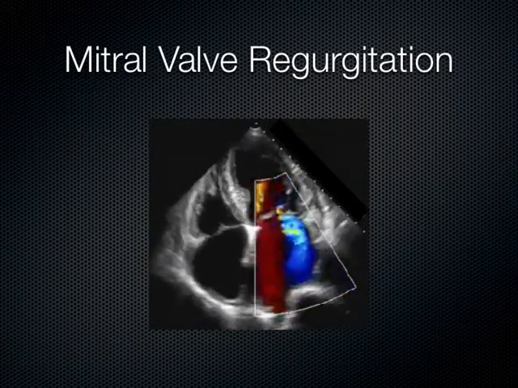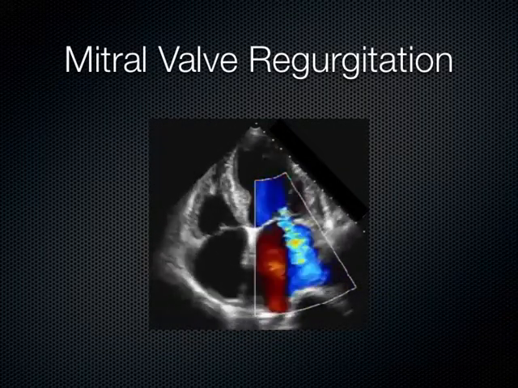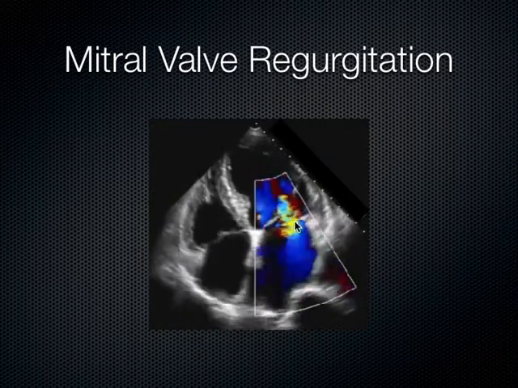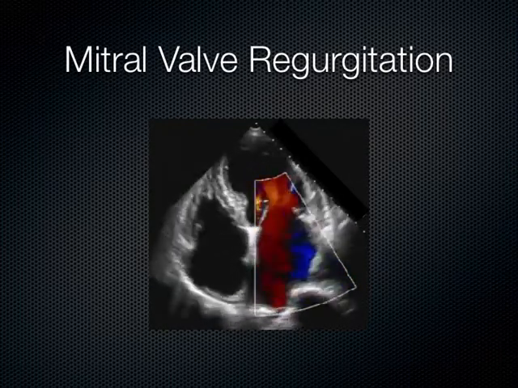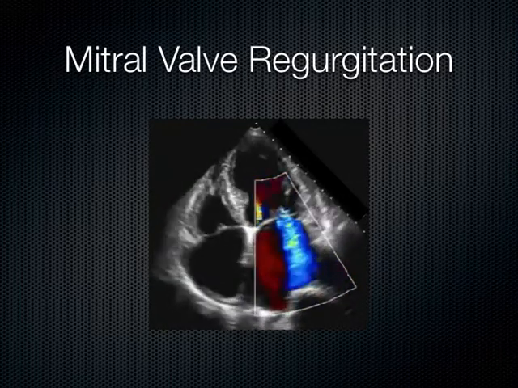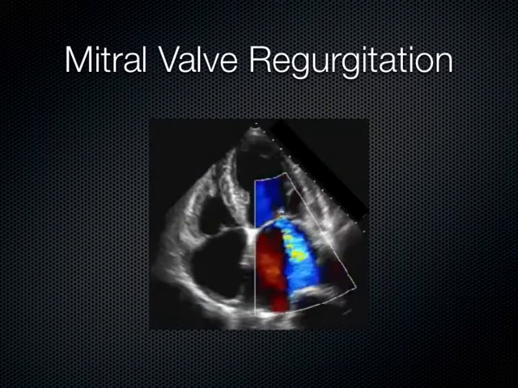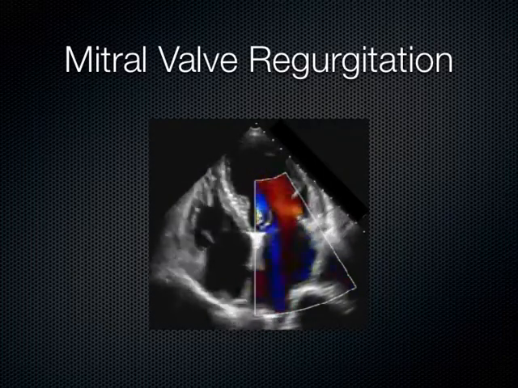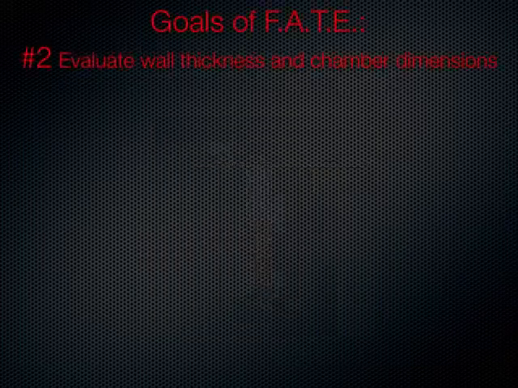Another example over here. This one's a little bit cleaner. Still demonstrating the same concept. This blue jet that's hitting the back wall of that left atrium. This is the apical 4-chamber view. And I mentioned that the apical 4-chamber view is a much better view to use color flow Doppler rather than the parasternal long.